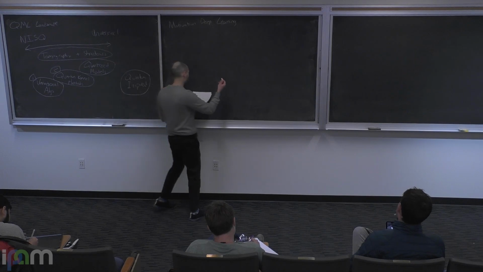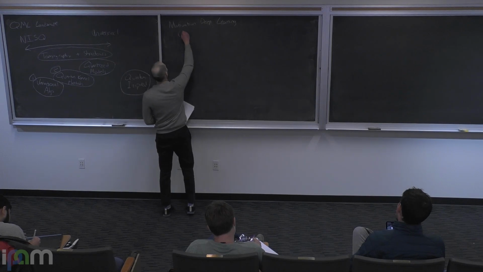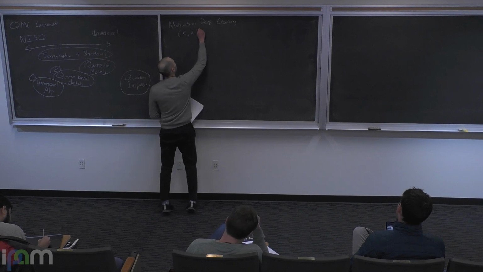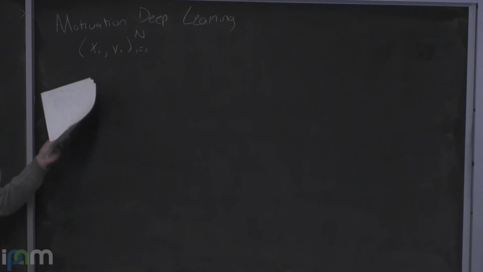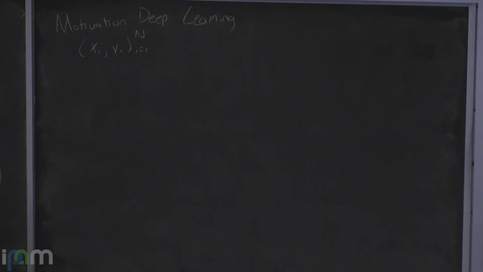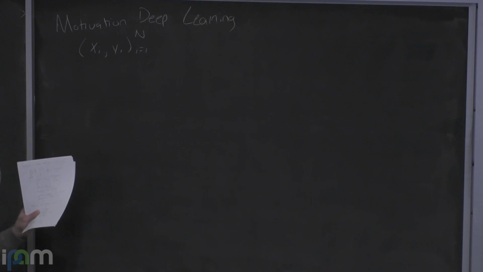So in deep learning, we often have some data set, pairs, say, some n set of x and y. This could be images and their labels like dog, cat, whatever it may be, or it could be text. But you have some big data set, n can be big or small, but this is basically the idea.